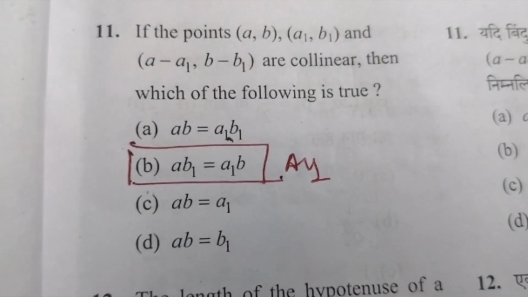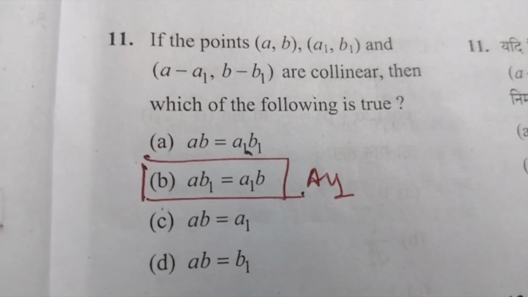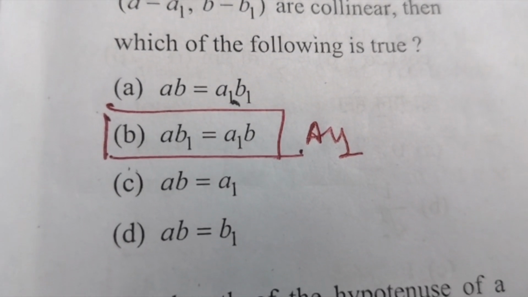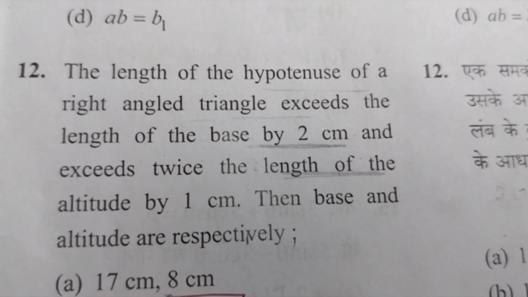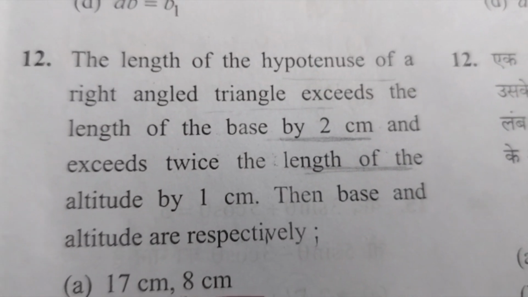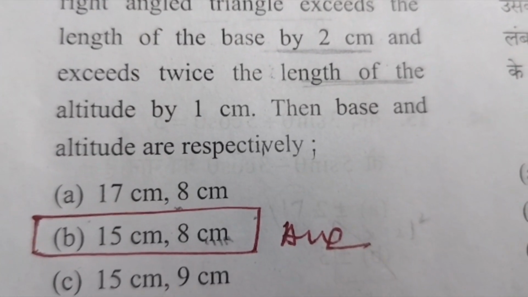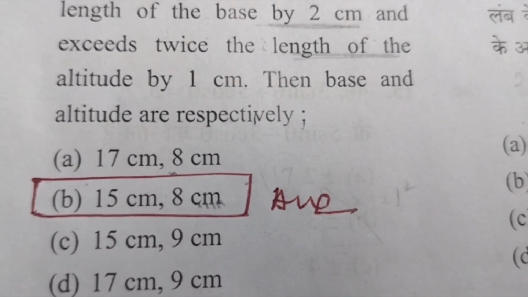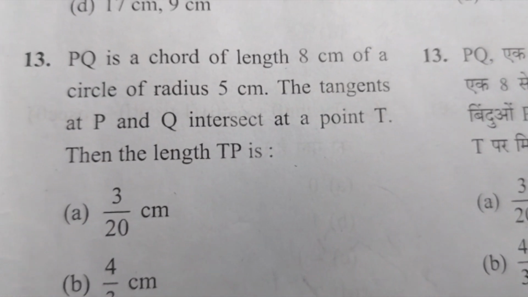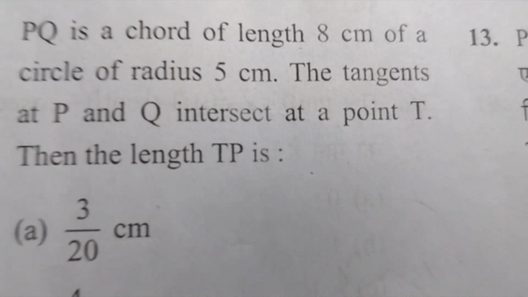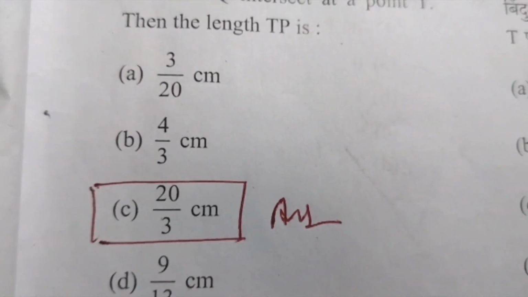11th, if the points (a, b), (a1, b1) and (a minus a1, b minus b1) are collinear, then which of the following is true: B, a b1 equals a1 b. 12th, the length of the hypotenuse of a right angle triangle exceeds the length of the base by 2 cm and exceeds twice the length of the altitude by 1 cm, then base and altitude are respectively B, 15 cm, 8 cm. 13. PQ is a chord of length 8 cm of a circle of radius 5 cm. The tangents at P and Q intersect at a point T, then the length TP is C, 20 by 3 cm.